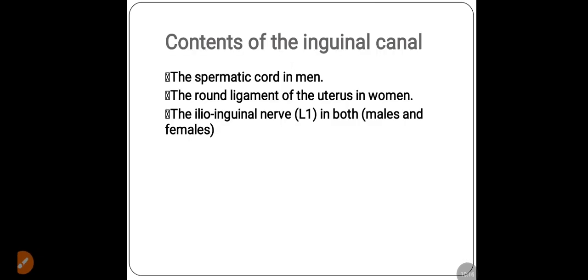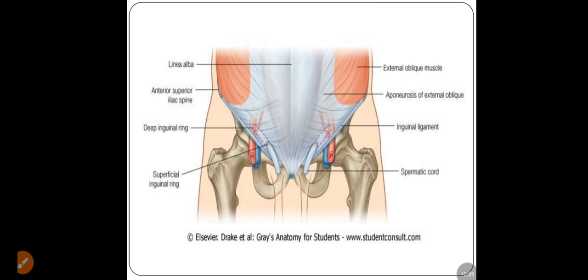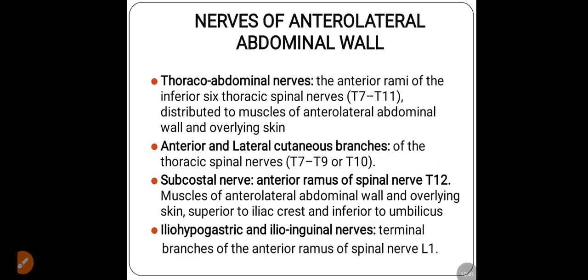The contents of the inguinal canal differ in male and female. In the male, it contains the spermatic cord, while in the female, it contains the round ligament of the uterus. In both genders, it contains the ilioinguinal nerve. Okay?